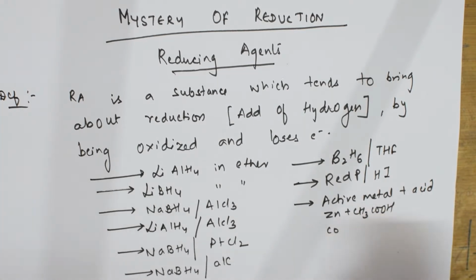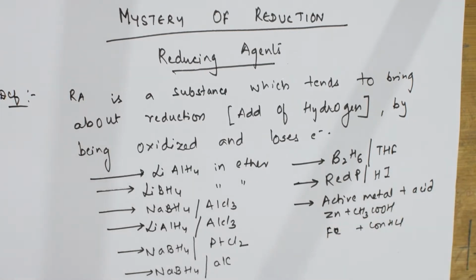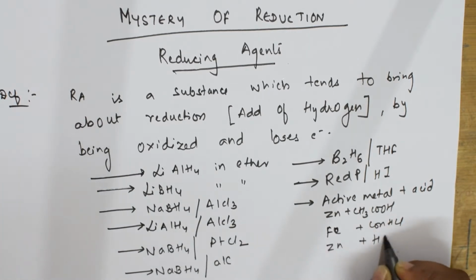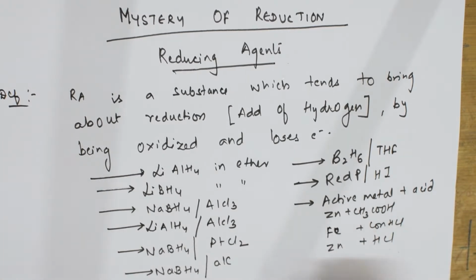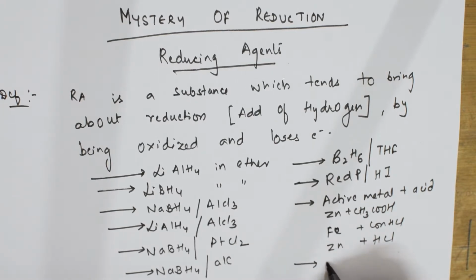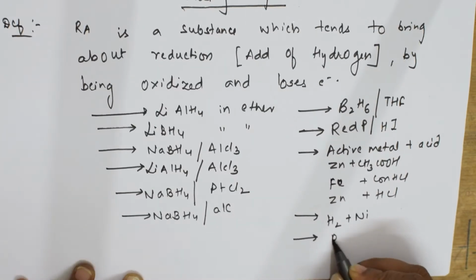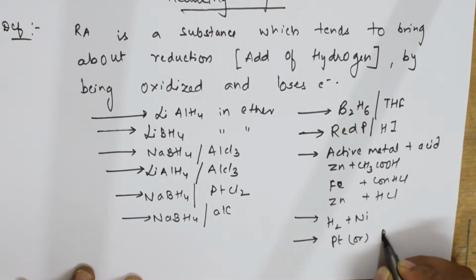Concentrated HCl is an acid and Fe is one more active metal. Then one more, zinc plus HCl, is one more. Let me list out one more reducing agent: hydrogen plus nickel. The next would be platinum or palladium.